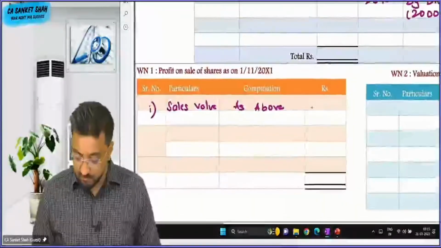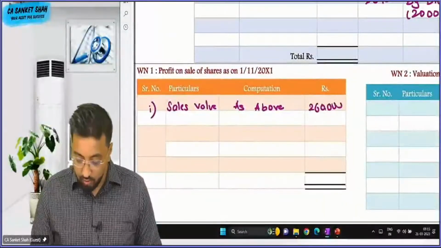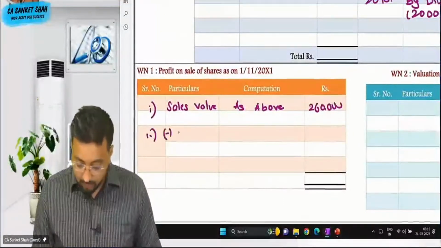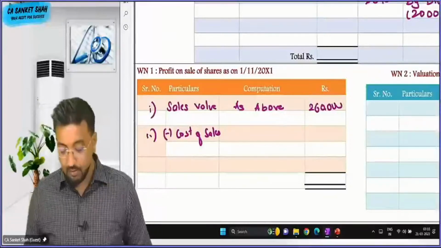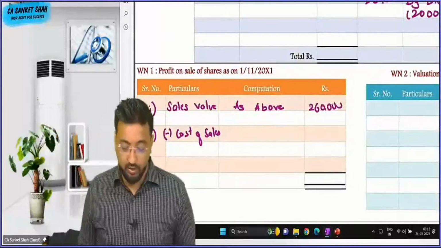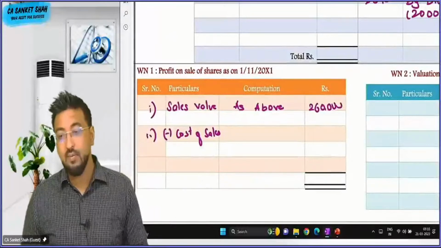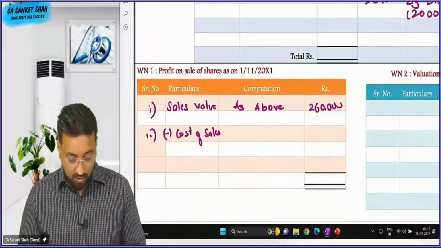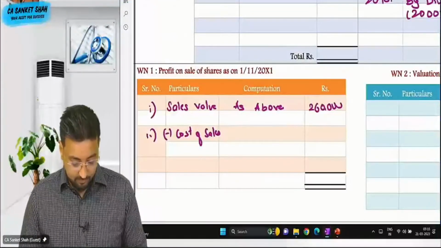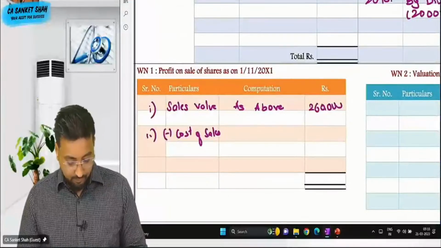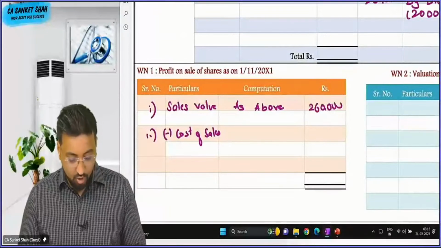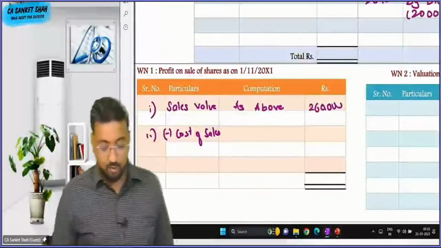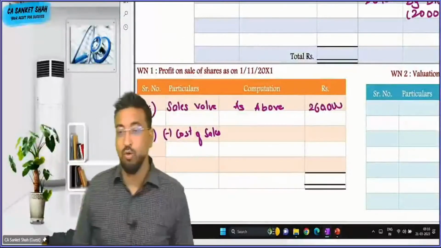Sales value as above: 2,60,000 rupees. Now you only calculate the cost per share. Less cost of sales. You only calculate. Yes, tell me the answer. Calculate the cost of sales. Tell me the answer, quickly. Cost of sales, how are you going to calculate this?